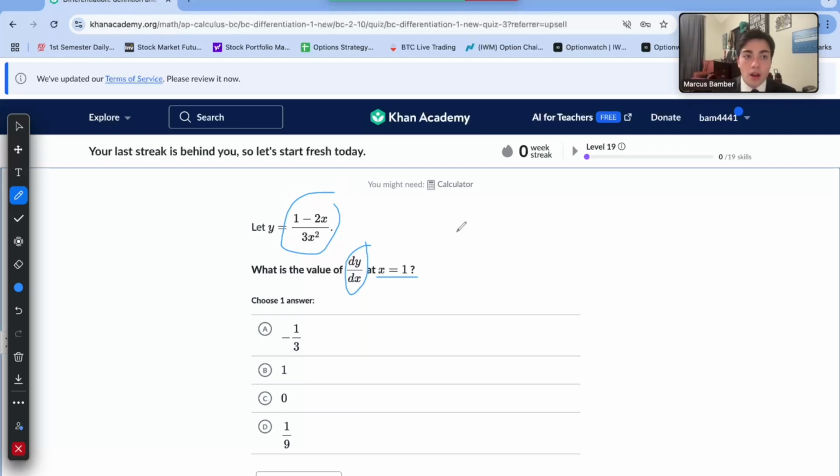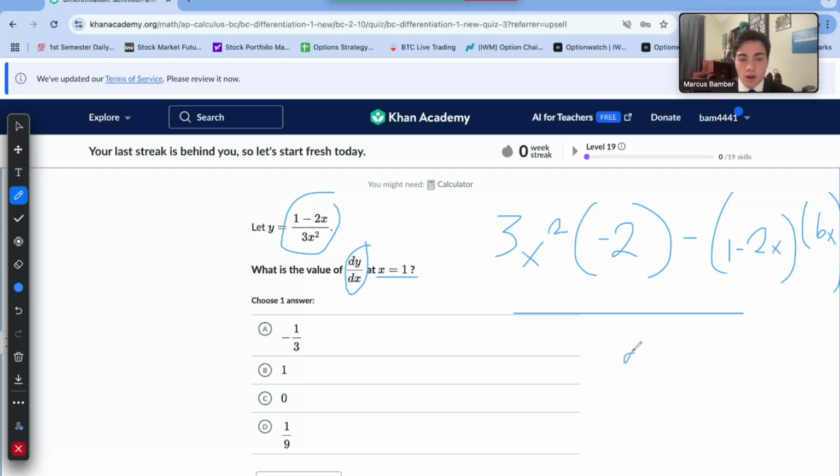So remember, low, so 3x squared times the derivative of the high. The derivative of the numerator is -2, minus the high function, which is that, times derivative of the low function, which is 6x. And then we have that divided by low function squared, which is 9x to the power of 4.